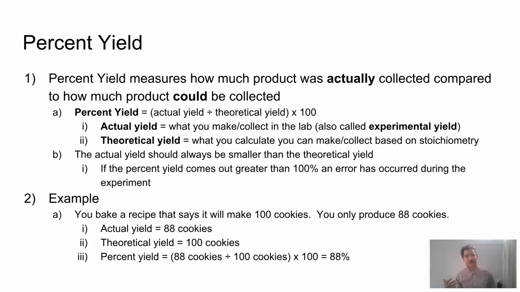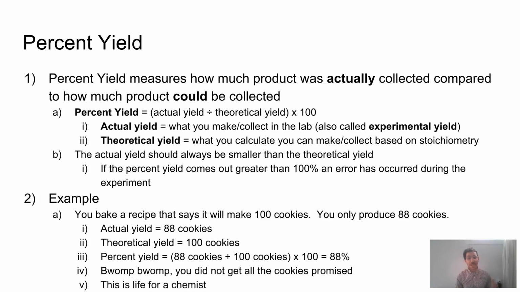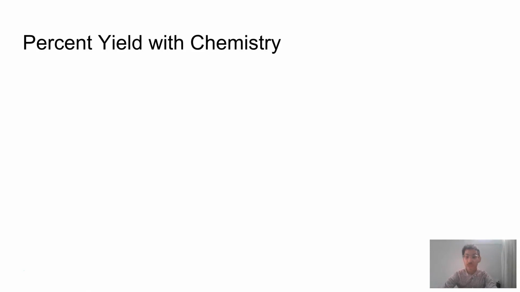So maybe this wasn't such a fun reaction because we thought we were going to get more cookies than we did. We were 12 cookies short of what we thought we would get. We didn't get all the cookies promised. But this is kind of the standard for chemistry. Pretty much no reactions give a 100% yield. If you have over a 90% yield when you're doing chemistry, life is going pretty good.